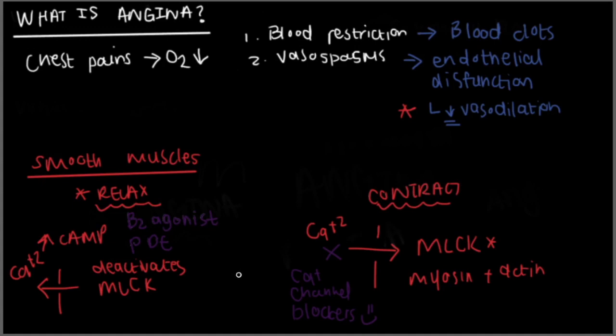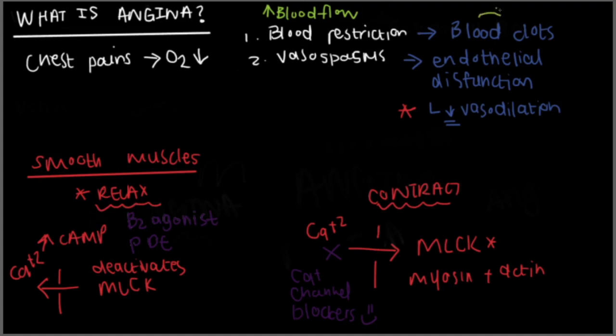What will our treatment goals be if we want to treat angina? First, this blood flow. We want to increase blood flow so there's no blood flow restriction anymore. Why do we want to do this? This is going to increase the oxygen delivery and decrease the oxygen demand by the muscles.